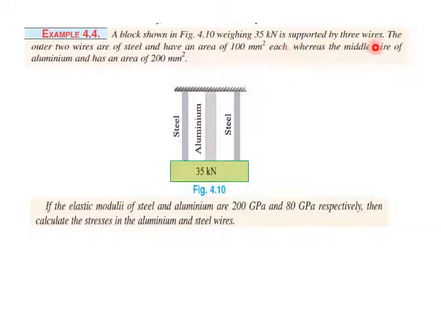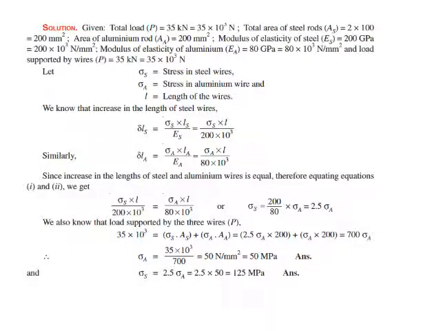Okay, next, whereas the middle wire is aluminium and has an area of 200 mm square. Okay, and the total load is 35 kilonewton. Next, Young's modulus is given to you for steel and aluminium. Steel it is 200 gigapascal, aluminium it is 80 gigapascal, convert in Newton per mm square. Now the question is calculate stress in aluminium and stress in steel. So since it is made up of two or more materials, it is absolutely a compound bar. Correct? So let's go for the solution now.